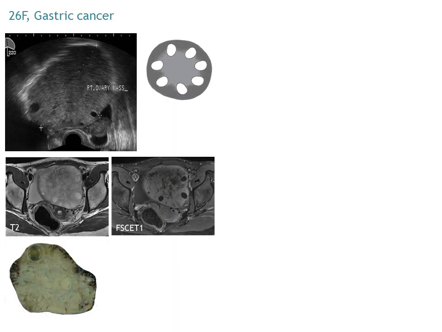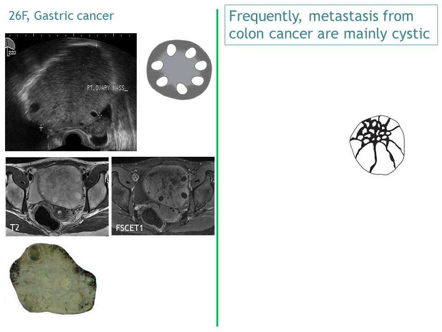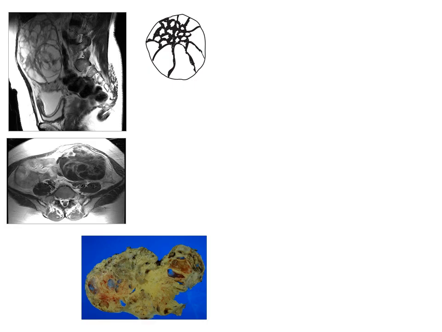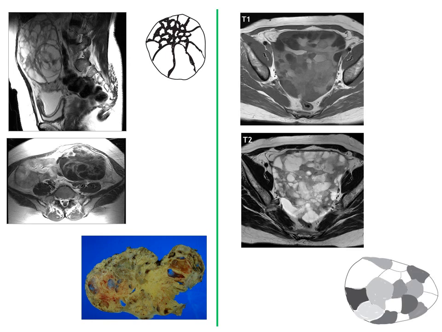Here is another case of metastasis from gastric cancer showing this pattern. But we should keep in mind that the imaging pattern of metastasis from colon cancer is quite different and frequently shows a multilocular cystic pattern. This is a case of metastasis from sigmoid colon cancer showing this pattern. Another case of metastasis from rectal cancer showing this multilocular cystic pattern. I think you probably feel the difference of this pattern from the multilocular cystic pattern of mucinous tumors.